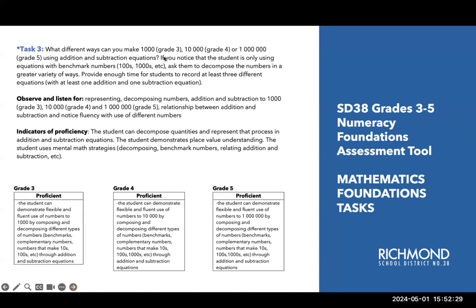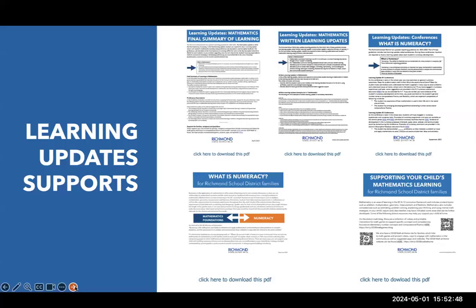This is an example of a computational fluency task connected to number concepts that's embedded in that. So it describes the text, the task, what to observe and listen for, and then what indicators of proficiency there are for grades 3, 4, and 5. And again, there's recording sheets included in that tool as well.